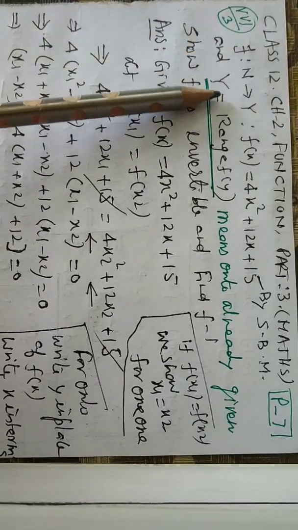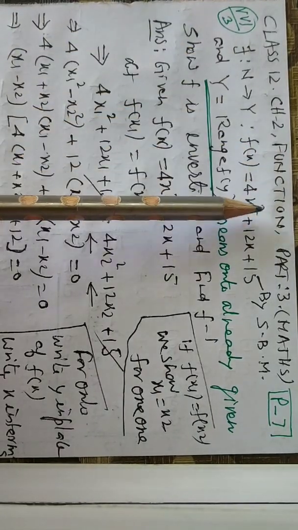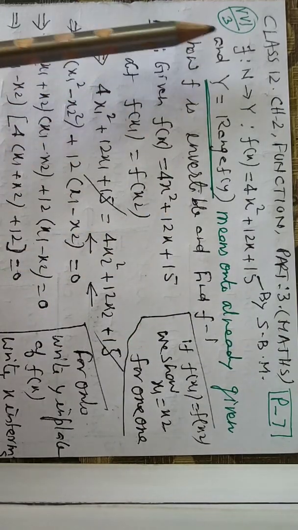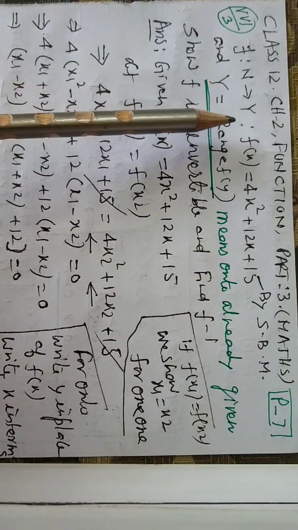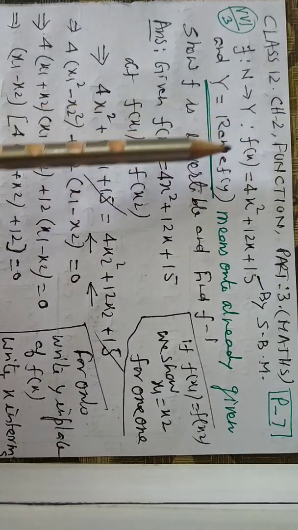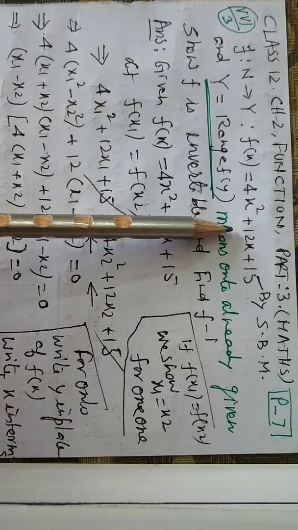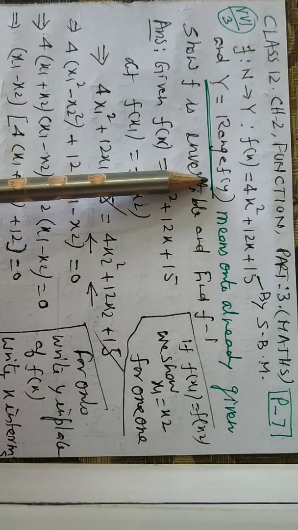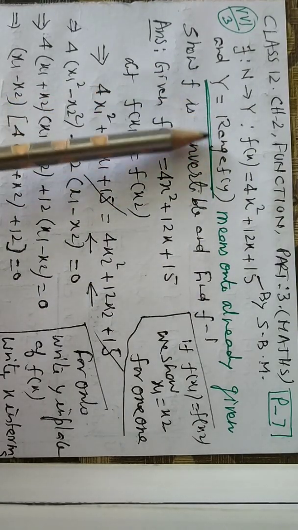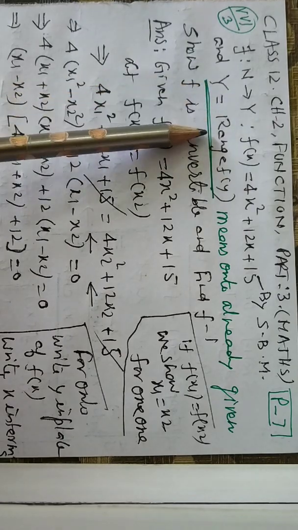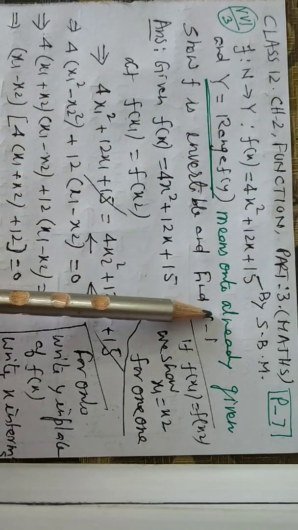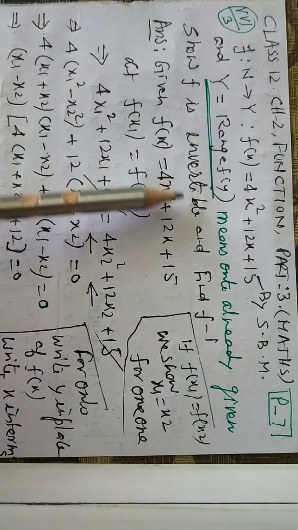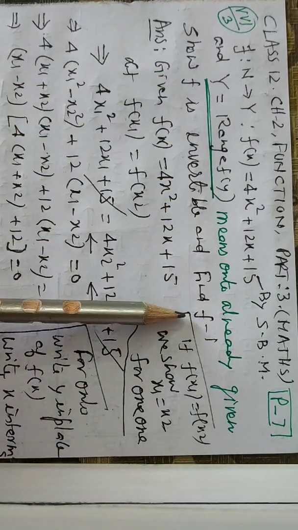Here for class 12 chapter 2 function, this is part 3 of the function. Third question: f is a function from natural numbers to y and f(x) is equal to 4x² + 12x + 15, and y is equal to range f. Remember that earlier I told you that if y is equal to range f, it means onto is already given. Now we have to show that f is invertible and we have to find f inverse.